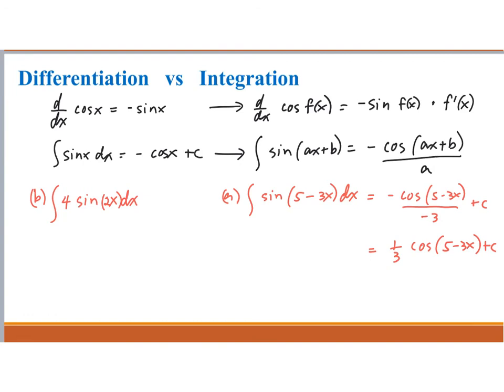So similarly, if we have 4 sine 2x, get the integral. Let's rewrite that first as 4 times the integral of sine 2x dx. So that's just 4 times negative cosine 2x over 2 plus c, which is just negative 2 cosine 2x plus c.